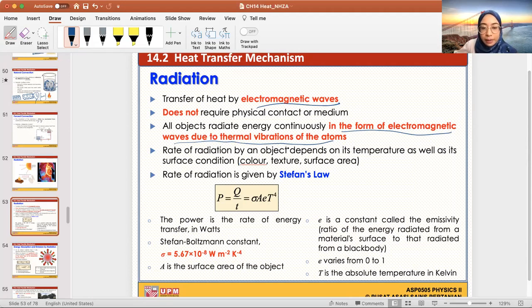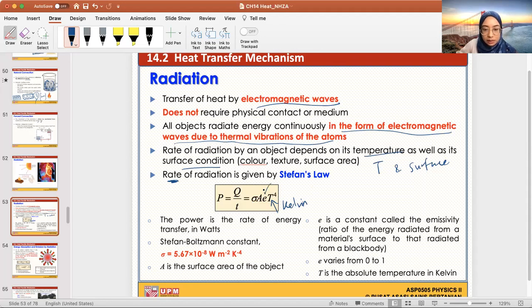The rate of radiation by an object depends on its temperature as well as its surface condition. So temperature and surface condition. Surface. So the rate of radiation, the word rate means over time. The rate of radiation is given by Stefan's law. Q over t also. But this guy, what is this? I think this is sigma. Sigma A e T to the 4. This T is in Kelvin, to the power of 4.